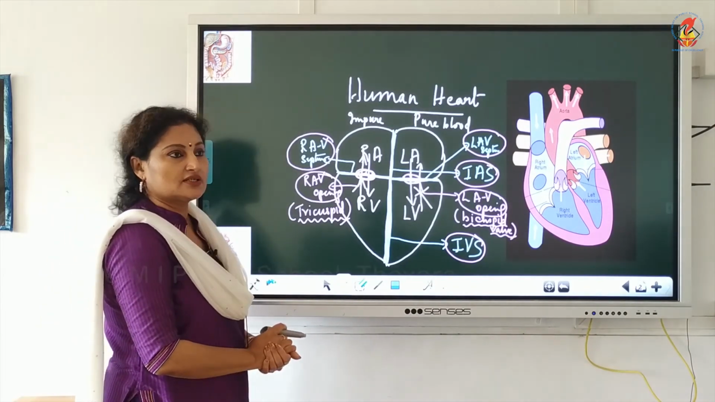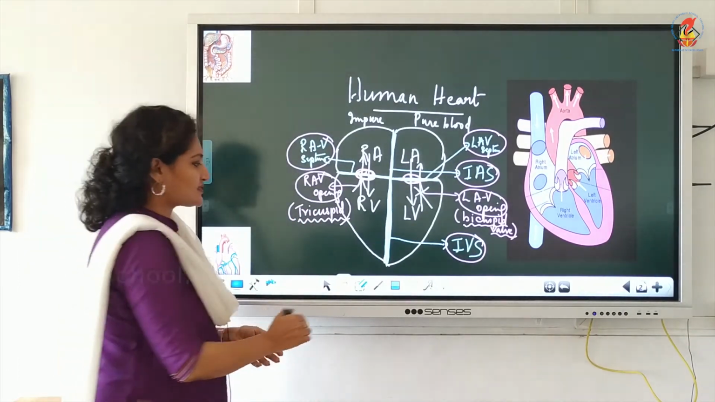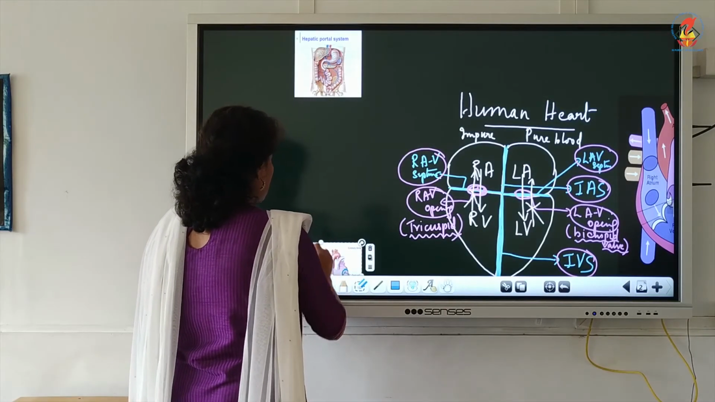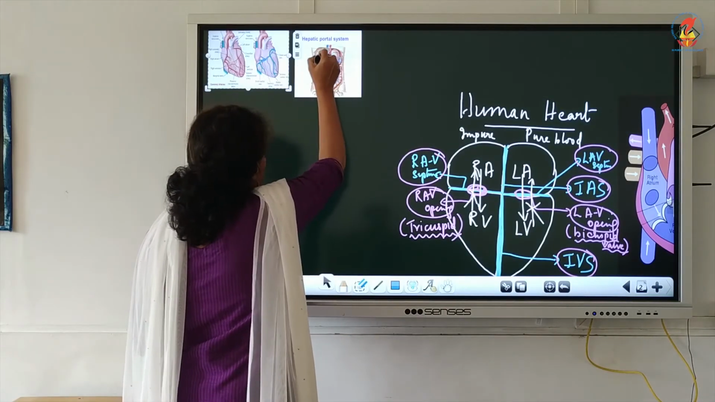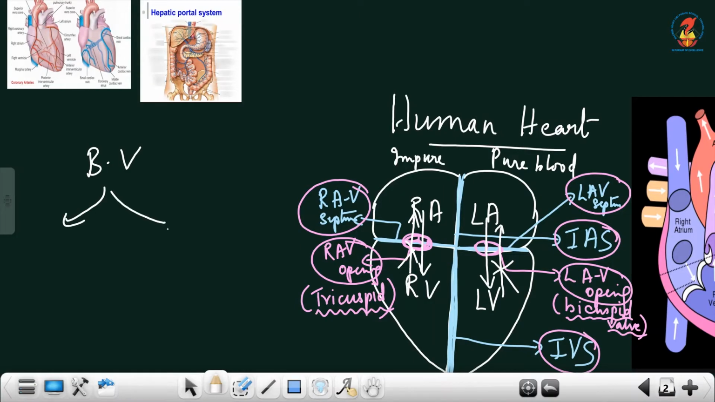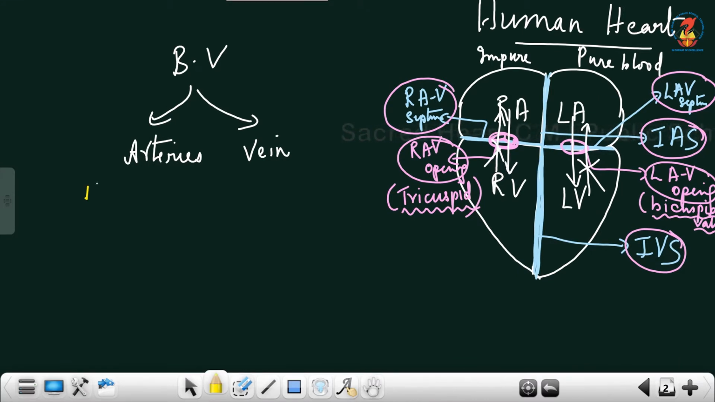Now, I am going to draw or explain the blood vessels. But before going to that, let us recap the difference between the two blood vessels. Blood vessels are of two types. They are the arteries and veins. Now, let us analyze the difference. Arteries arise from the heart.